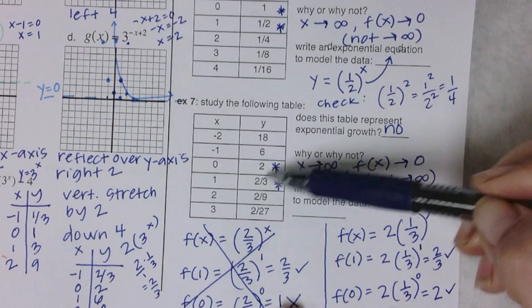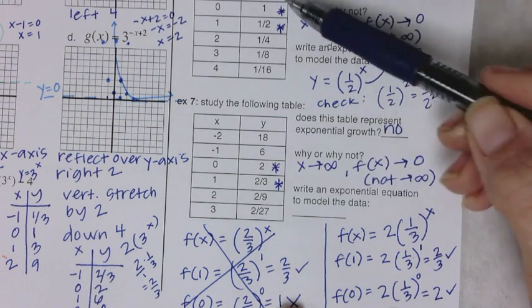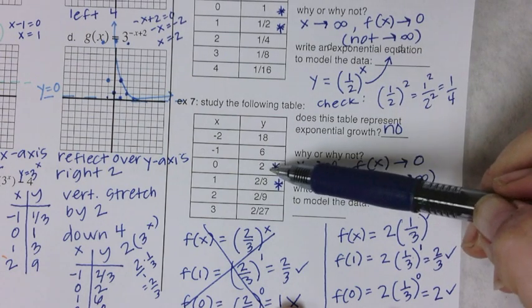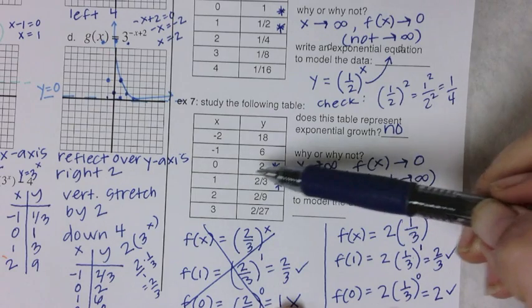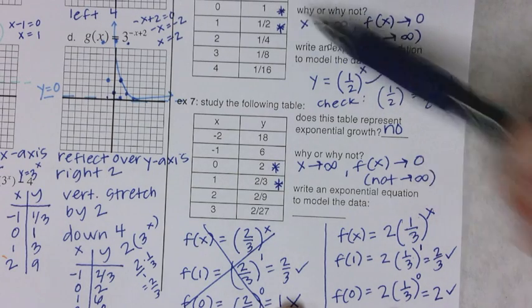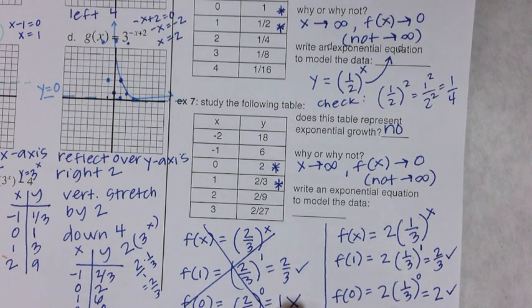So you're going to know if you're going to have some sort of stretch or shrinkage based upon what is happening when x equals 0. Because if it's not 1, then something is being multiplied by it. So you go from there.